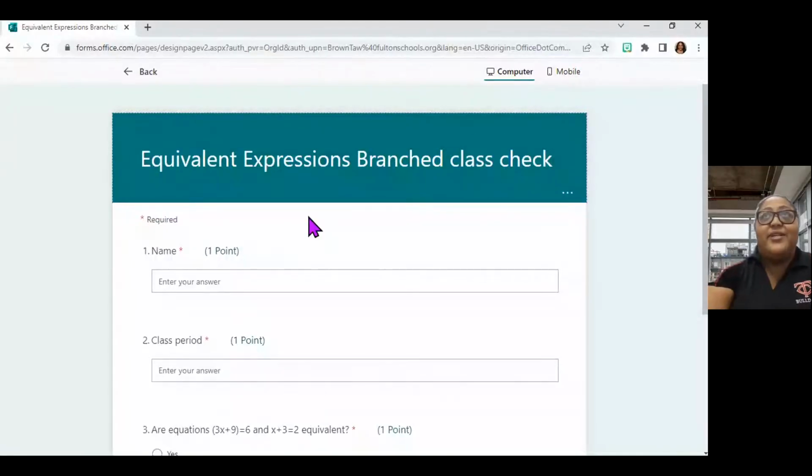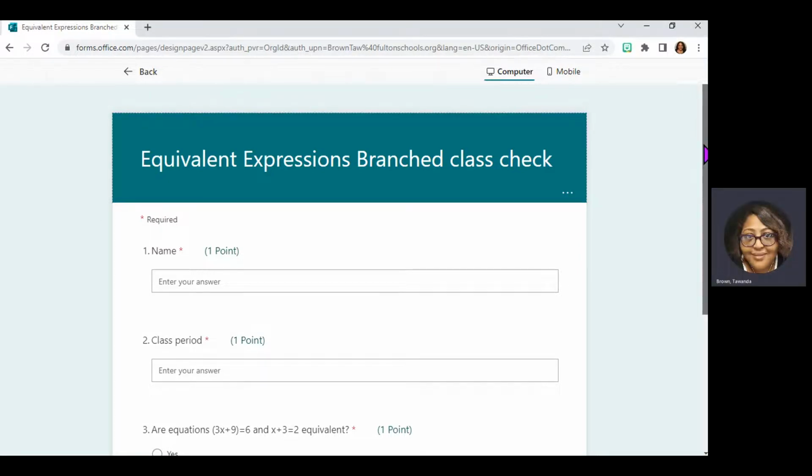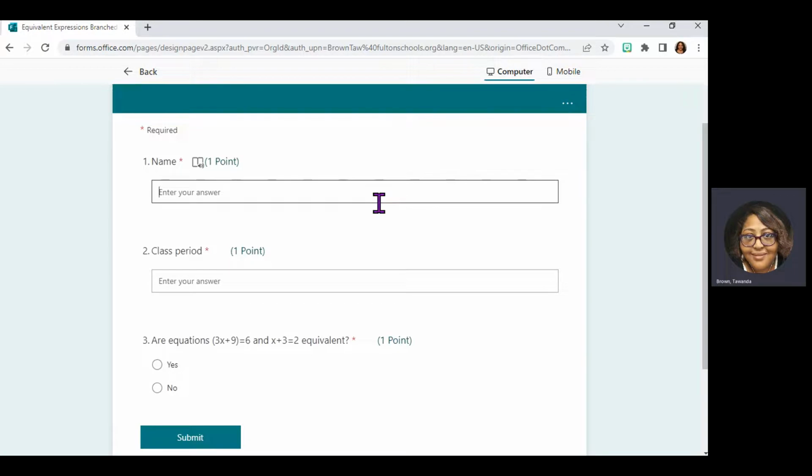So this is on equivalent expressions. It's a topic that we do in algebra as well as in college readiness. So this is how it would look once the student receives the link. They're going to enter their name. So I'm just going to say student 5 and just put a class period.